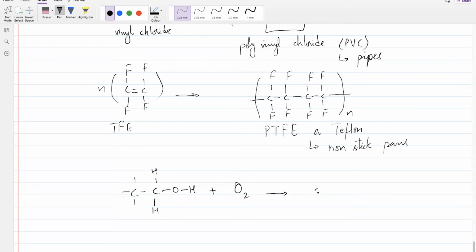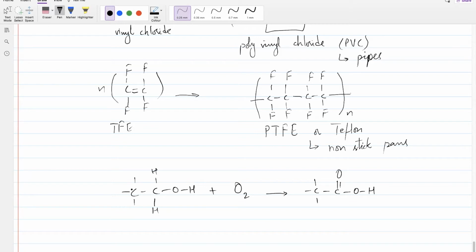So it will lose both the hydrogens, so we'll draw it without the hydrogens, obviously. And now another oxygen is going to come in to replace those hydrogens. एक ऑक्सीजन दोनों की जगह पे आ जाएगा. And this is oxidation, and this is possible in alcohols or anything that has OH in them.